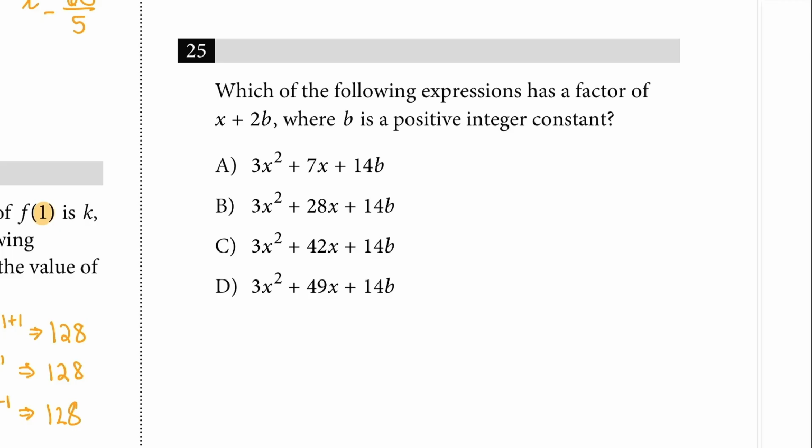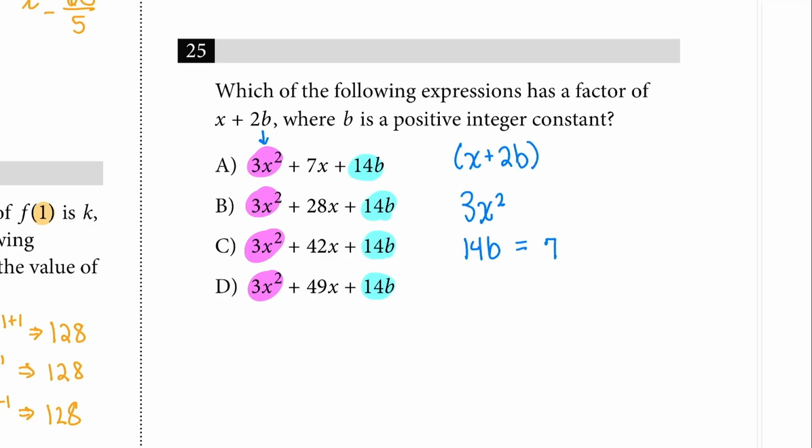First, we're going to look at all of these options. You can see that they all have a 3x squared and they all have a 14b. That means that we have to really pay attention to the middle number here. So since we know that we have a factor of x plus 2b, we need to find out the other factor. The other factor is going to be most easily identified by our 3x squared and our 14b. Now, we can rewrite 14b as 7 times 2b, and the 2b will be the part that comes from there.